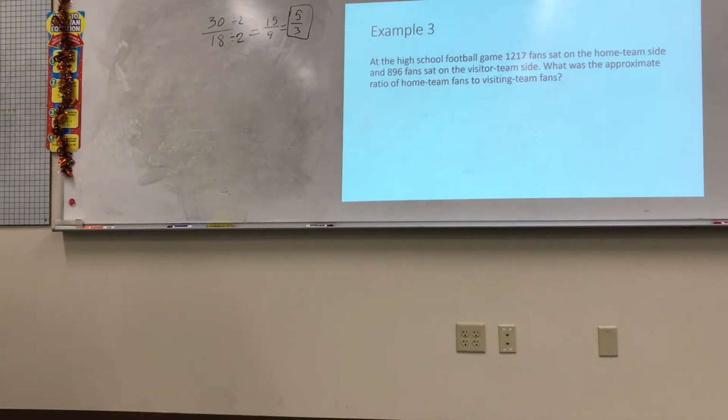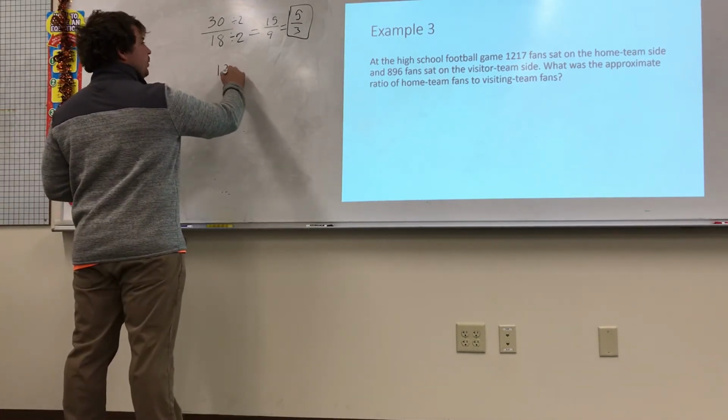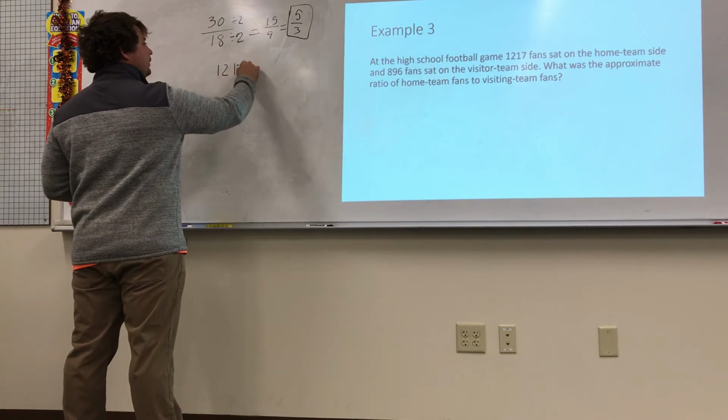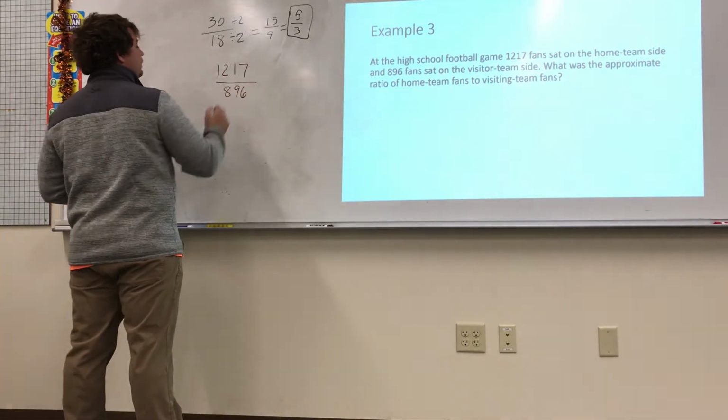Going to example number 3. At a high school football game, 1,217 fans sat on the home side and 896 fans sat on the visitor side. What is an appropriate ratio of home fans to visiting team fans? So, home fans was 1,217. Visitors were 896 fans.